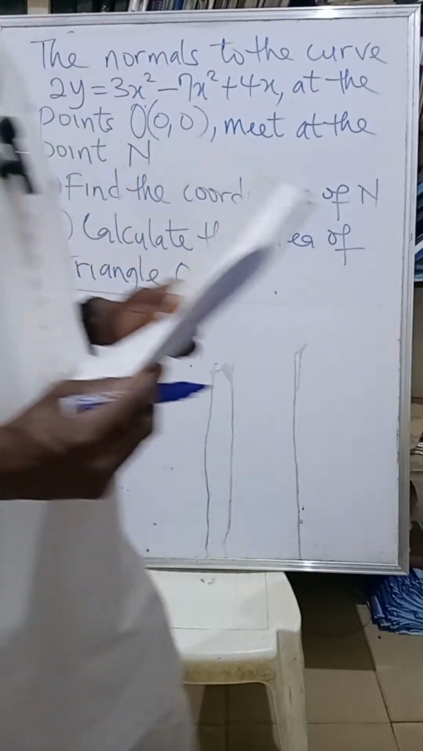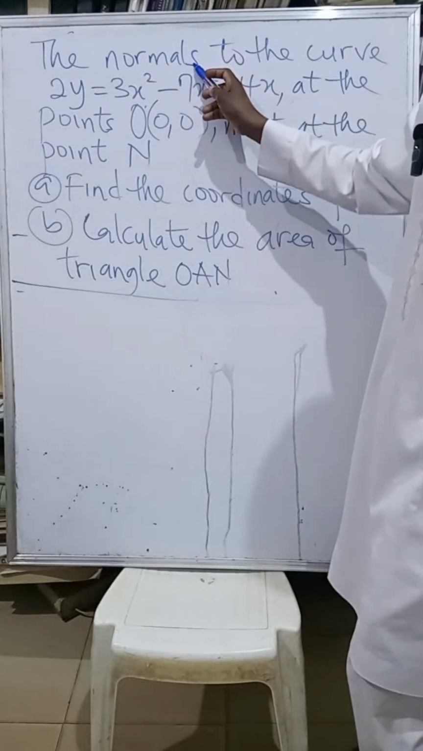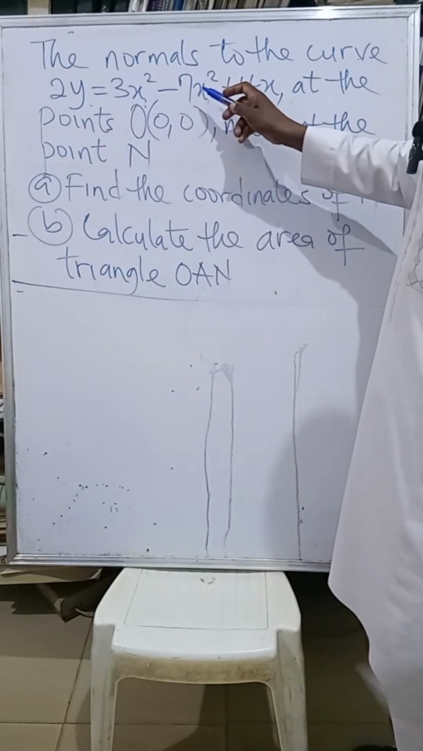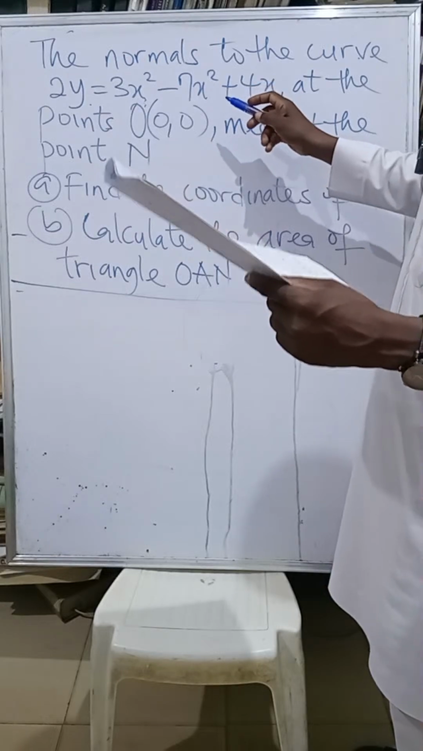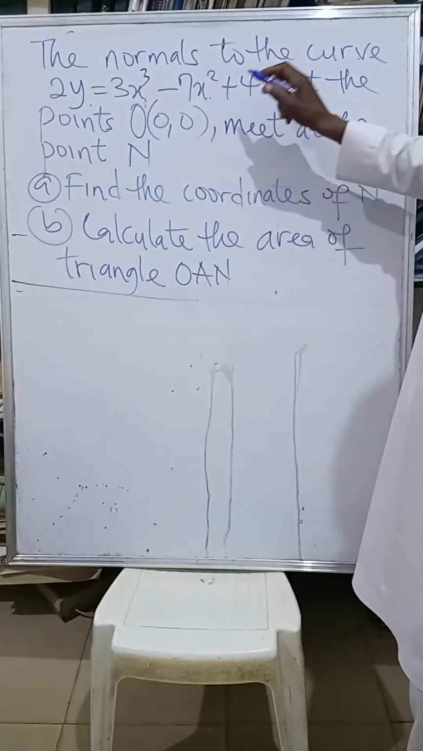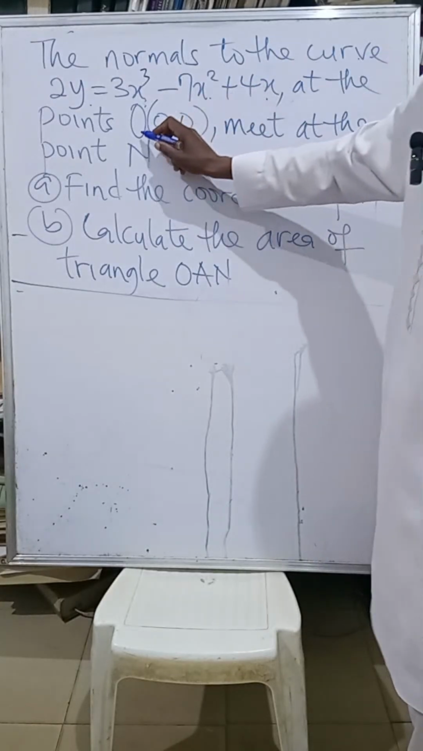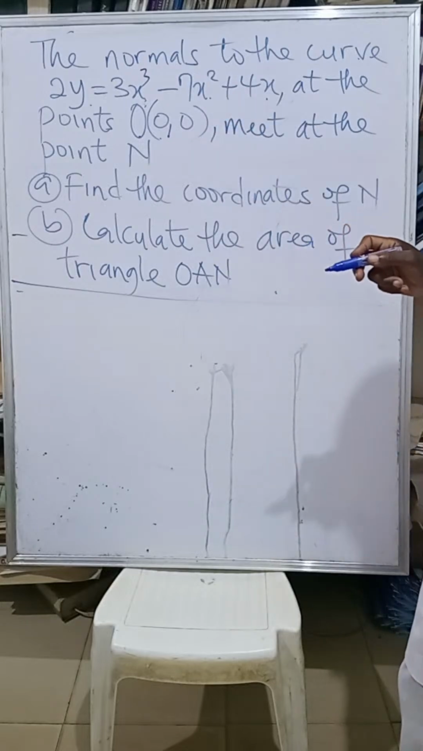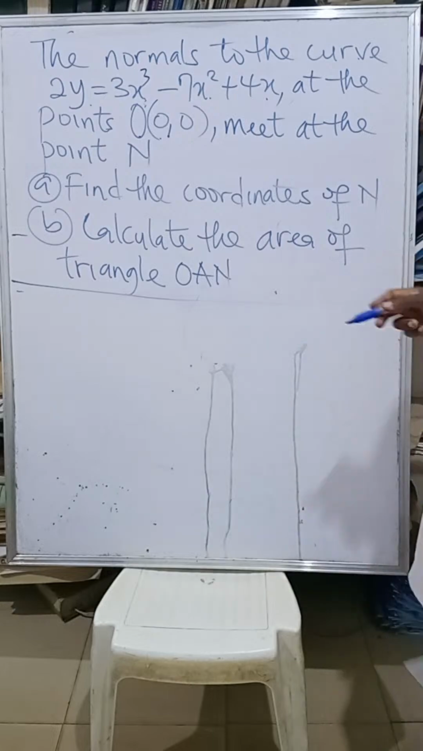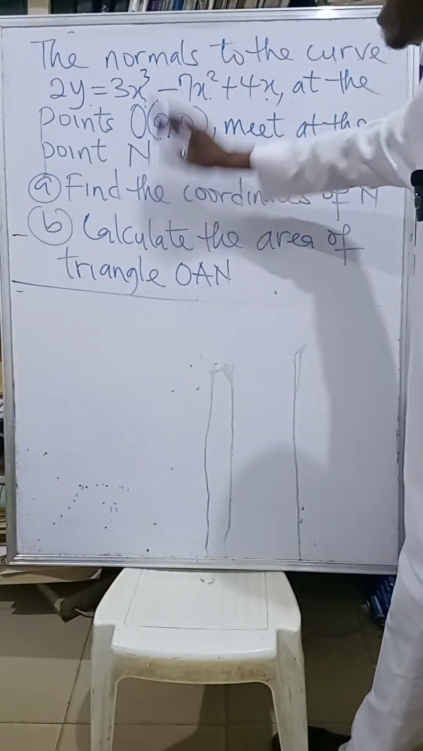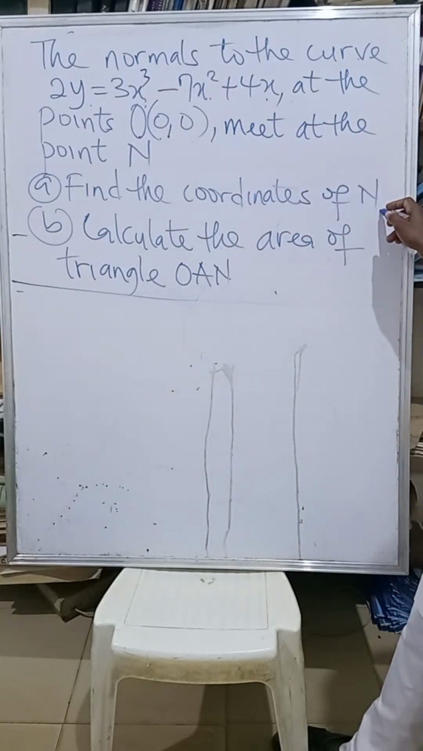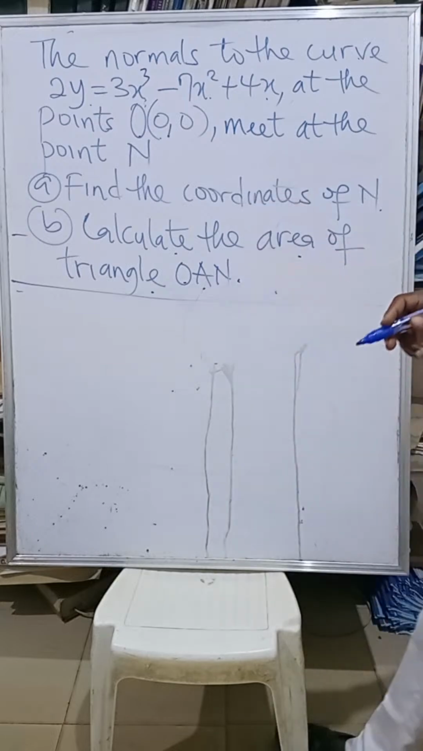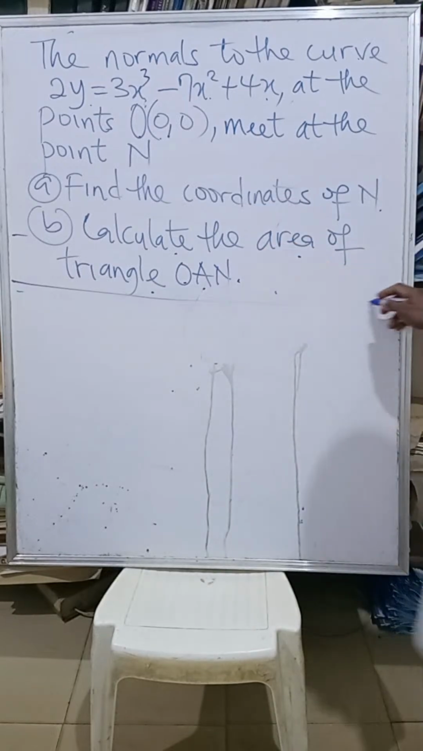So this is another question we have. The normal to the curve 2y equals 3x cubed minus 7x squared plus 4x at the point O, and that point is (0, 0), meet at point N. The normals meet at point N. Find the coordinates of N. That's part A. Part B, calculate the area of triangle OAN. So that's the question we have. Please, as you're coming in, just begin to say I.